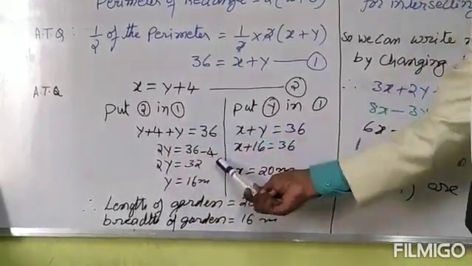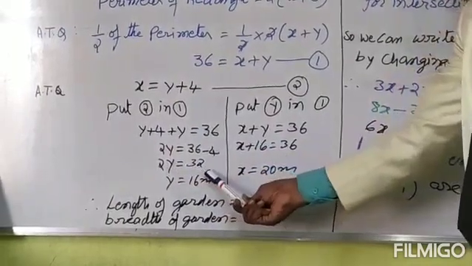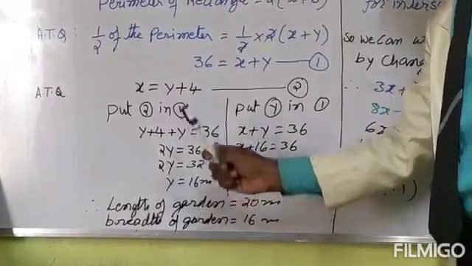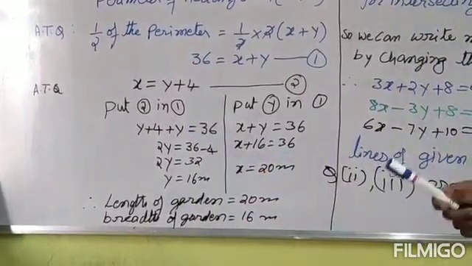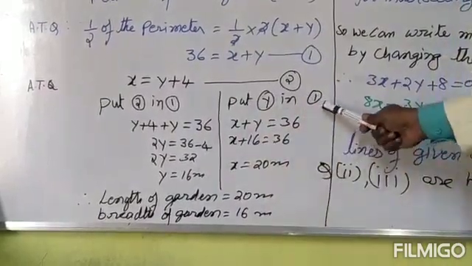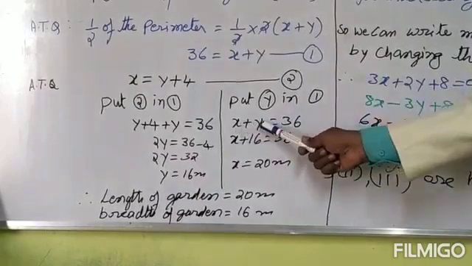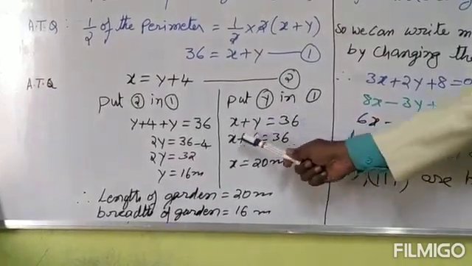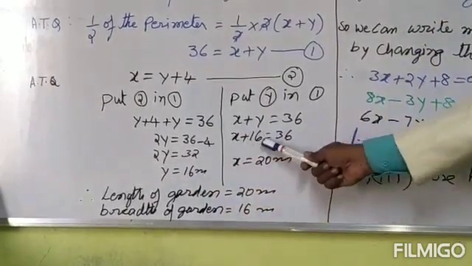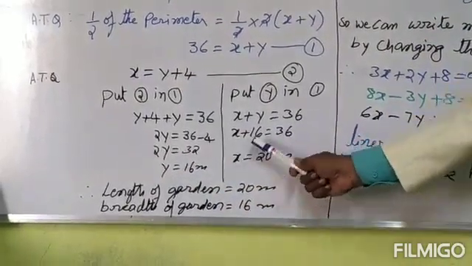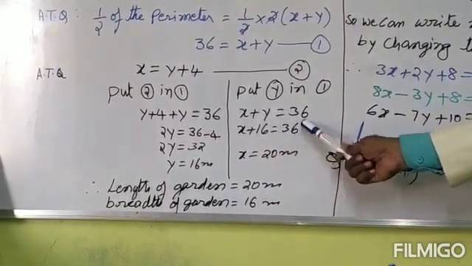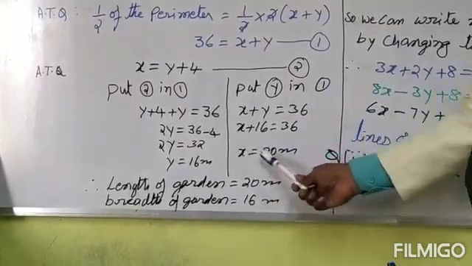Plus 4 comes to this side and becomes minus 4. 2y equals 32. And 2 comes to this side and becomes divide, y equals 16. I mean breadth is 16 meter. Now you are going to substitute the value of y in equation number 1. That is, equation number 1 is x plus y equals 36. Okay. And instead of y you are substituting 16 from here. So x plus 16 equals 36, and plus 16 transfers to this side and becomes minus 16. 36 minus 16 is 20. So x equals 20 meter.